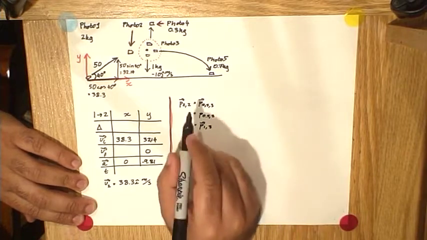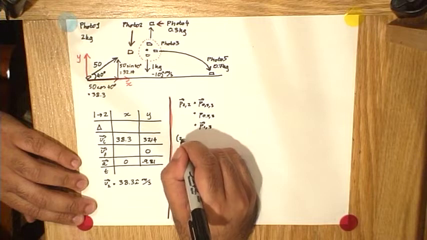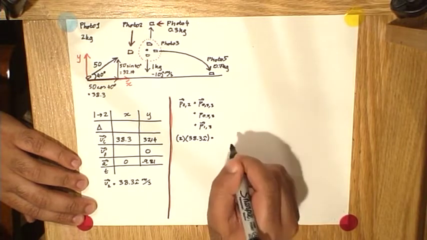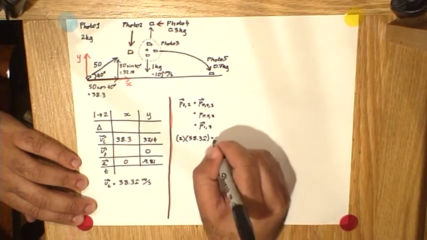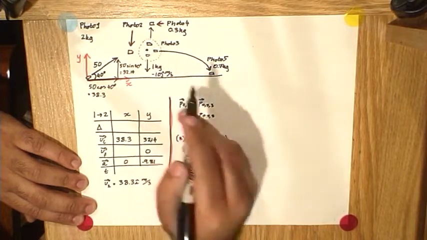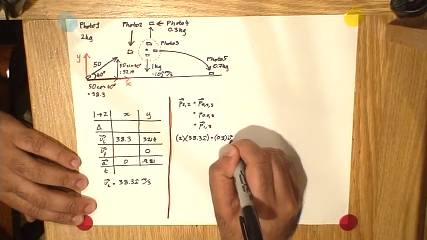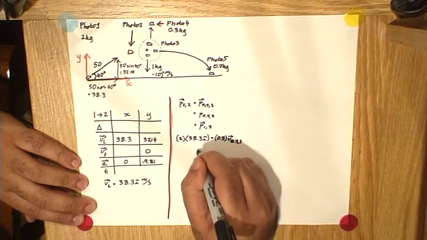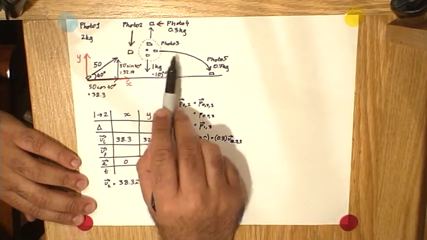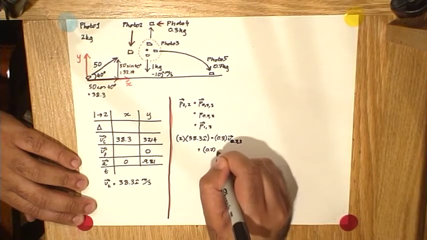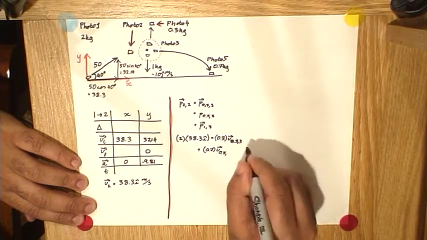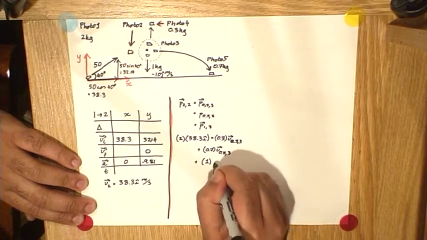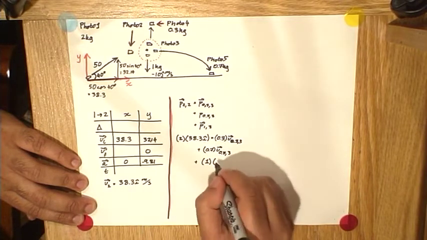Let's start expanding some of these out. The momentum of the 2 kilogram object is given as mass 2, velocity 38.3 i hat, is equal to the mass of the 0.3 kilogram object times its velocity, we do not know that yet, let's just call that V of the 0.3 kilogram object in photo 3, plus the 0.7 kilogram object, so its mass is 0.7, times the velocity of the 0.7 kilogram object in photo 3, plus the last object is a 1 kilogram object, and we know that this one moves downwards at a velocity of negative 10 j hat.